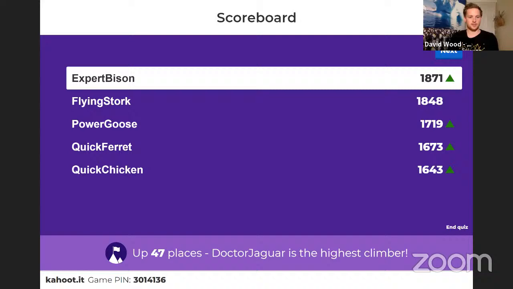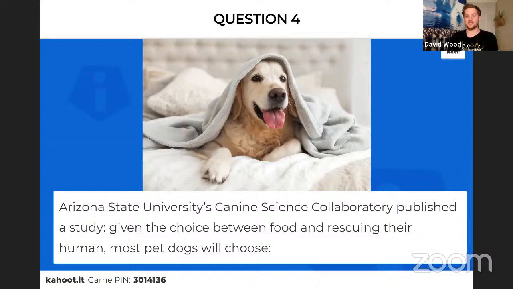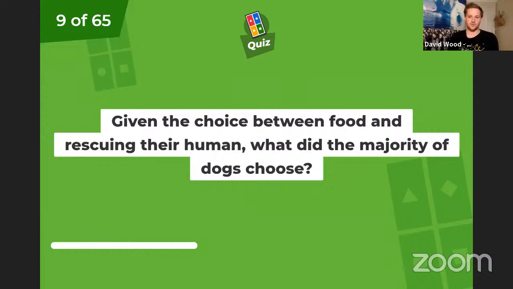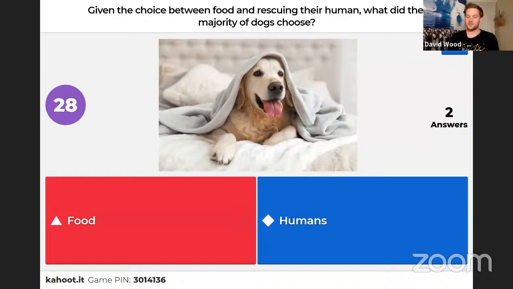All right. Next question, to lighten things up a little bit. That was a heavy one, but it's what's happening. Arizona State University has a canine science collaboratory, and they recently published a study. Given the choice between a treat and rescuing their human, what did the majority of dogs choose? Did they choose the food, or did they choose to rescue their human?